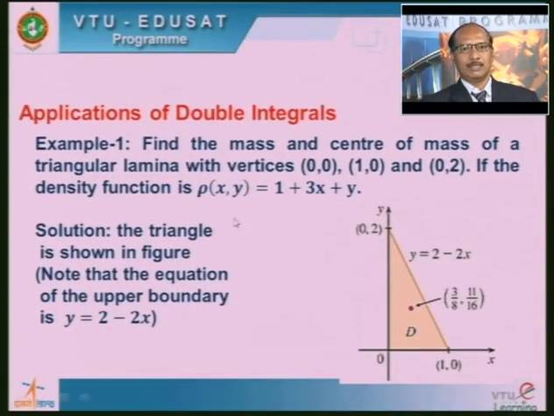Now, I take one example on application of double integrals. This example states: find the mass and center of mass of a triangular lamina with the vertices given as (0,0), (1,0) and (0,2), if the density function is 1 plus 3x plus y. The question is to find the mass and the coordinates of the center of mass. So, this diagram is obtained from the vertices. You can see (0,0) is the origin, (1,0) is a point on the x axis and (0,2) clearly is a point on the y axis.